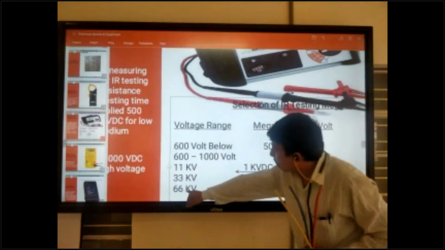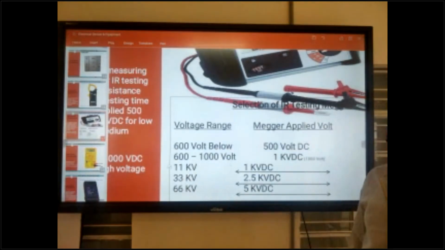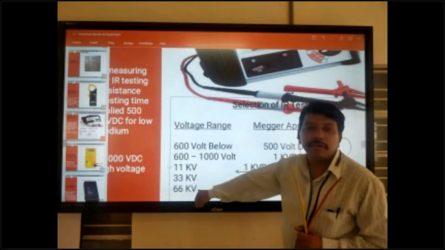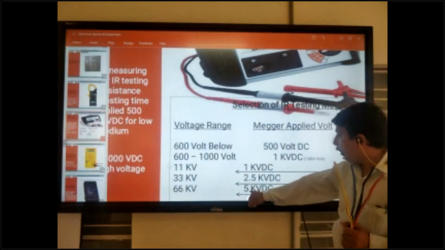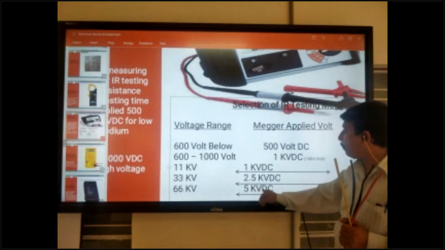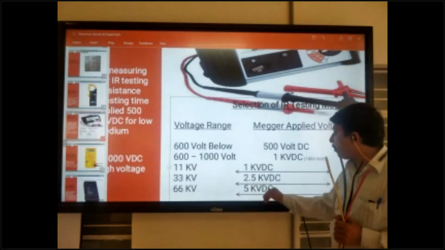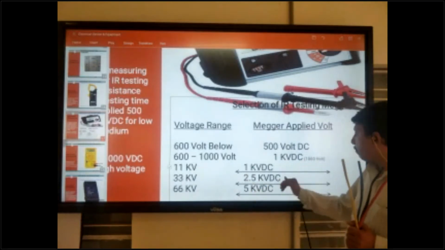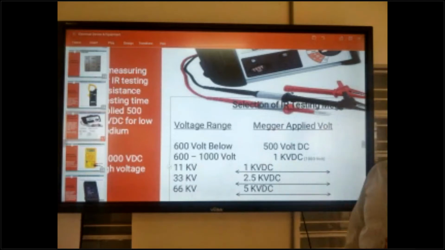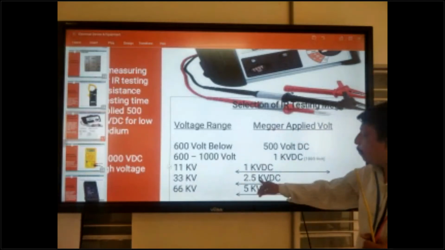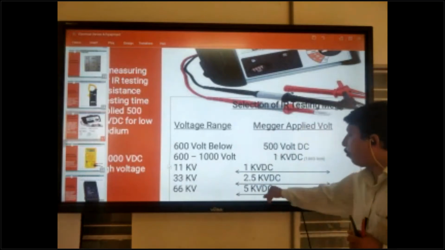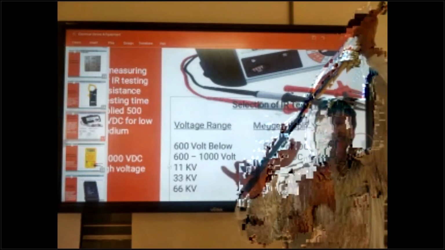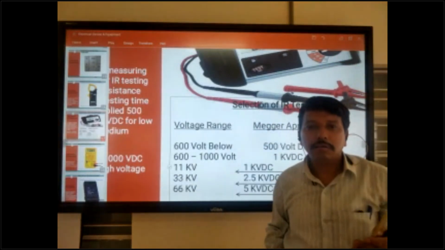And next one is 66 kV. If you want to check a 66 kV line, then you can use 5 kilovolt DC. This means 5000 volt DC. We can use 5000 volt DC. We can apply on the megger 5000 volt DC and check the insulation of the conductor.